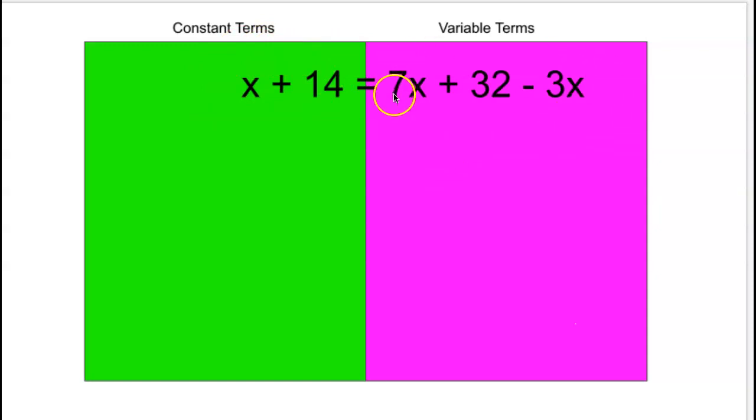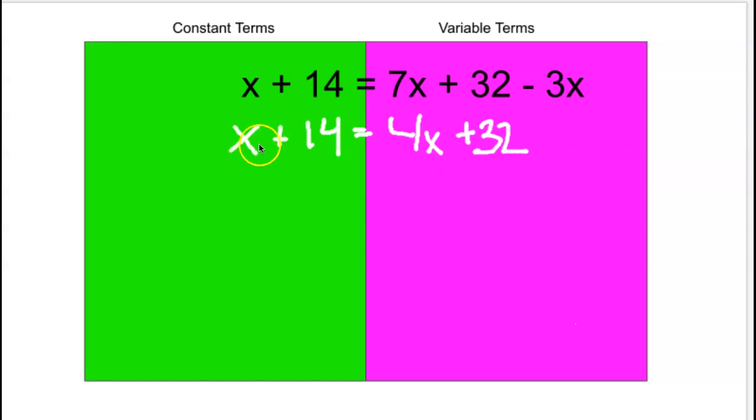So as you can see, on our left side we don't have any like terms to combine, but on our right side we do. We have our x's to combine. So we have 7x minus 3x, so that's going to give us 4x. And then we're just going to go ahead and bring everything else down. Equals 14 plus x.